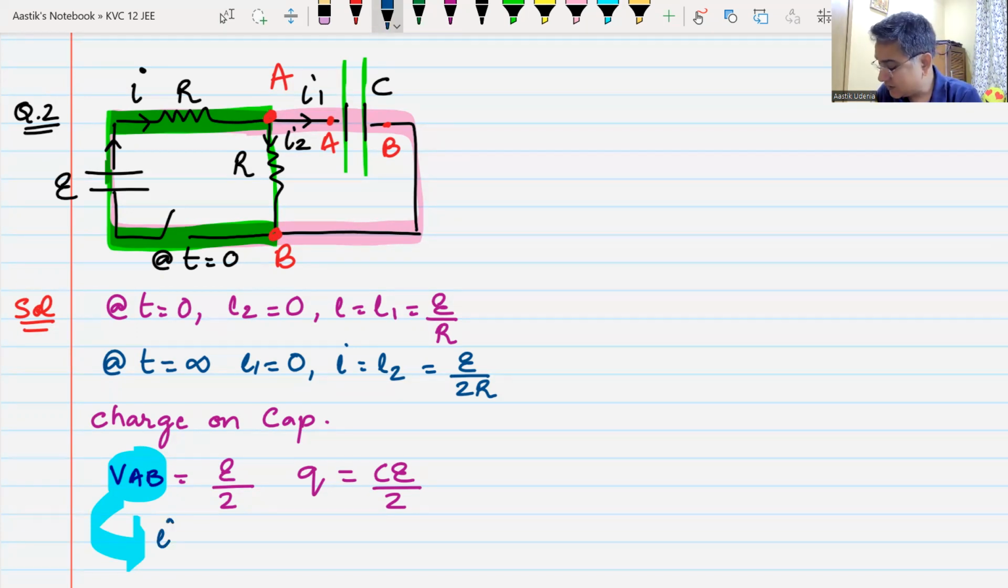It is I2 multiplied by R. It is the potential drop across the resistor R. The value of I2 I have taken from here at infinity. It is E by 2R. If I multiply it by R, I will get E by 2. That is the answer. Do we understand this?